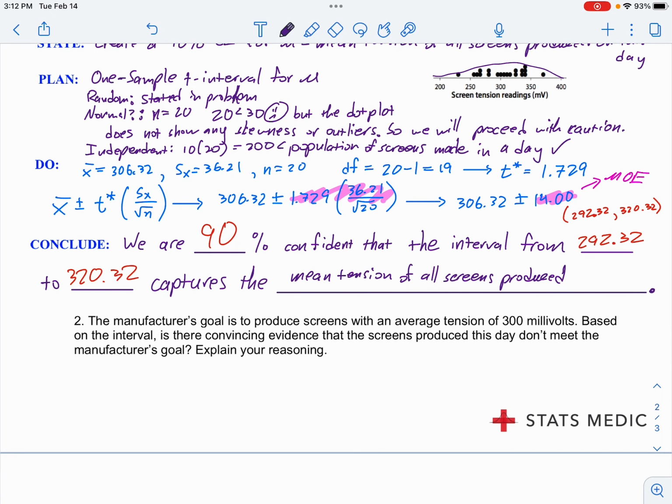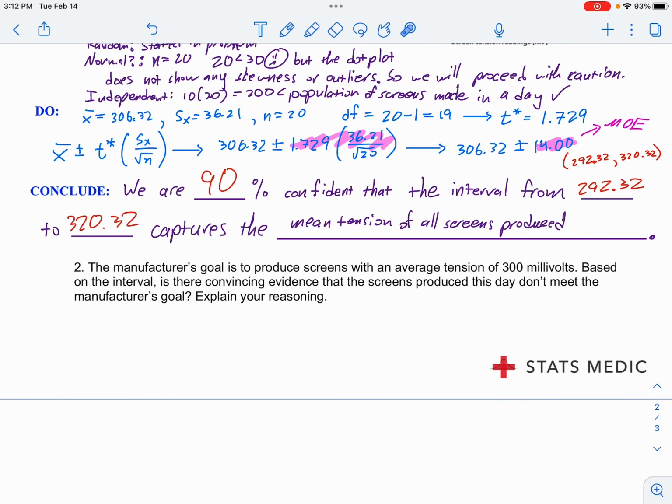Then follow up. Let's use our interval to answer question 2. The manufacturer's goal is to make screens that have an average tension of 300. Based on our interval, right here, is there convincing evidence that the screens produced this day do not meet the goal? Explain your reasoning. Is there evidence that they're not meeting the goal? The answer is no. It's the opposite. The evidence actually shows that their goal could be met or is likely being met.